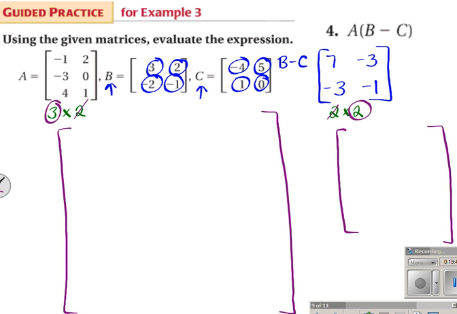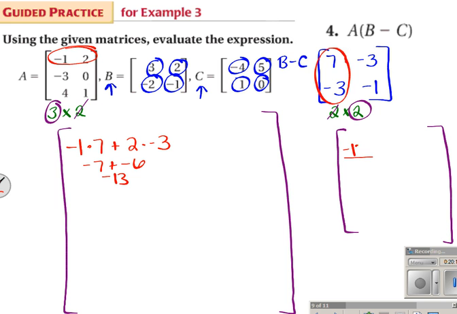I'm going to go a little bit faster through this one. Feel free to pause me if I'm going too quickly. So, first position is row 1, column 1. So I need to multiply row 1 by column 1. So I'll have negative 1 times 7 plus 2 times negative 3. So negative 7 plus negative 6, which is negative 13.